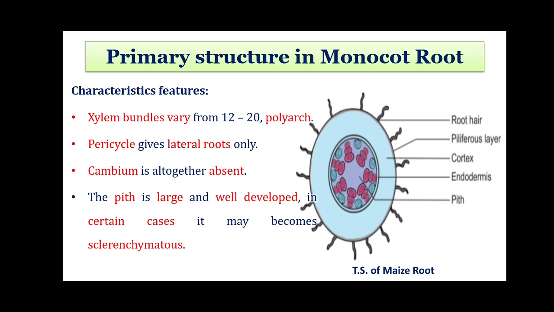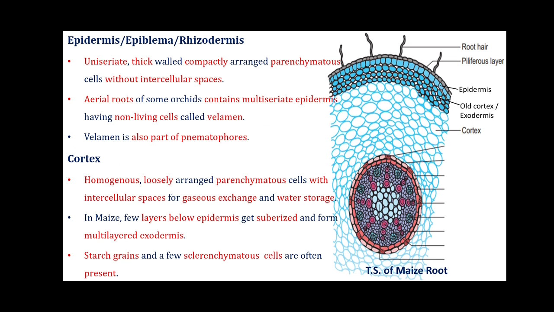Similarly, the pericycle gives the lateral roots only. The cambium is altogether absent. That's why no secondary growth. The pith is large and well developed, and in certain cases it may become sclerenchymatous also, just to provide mechanical support. Now let's see in detail the epidermis, epiblema, or you can say rhizodermis.